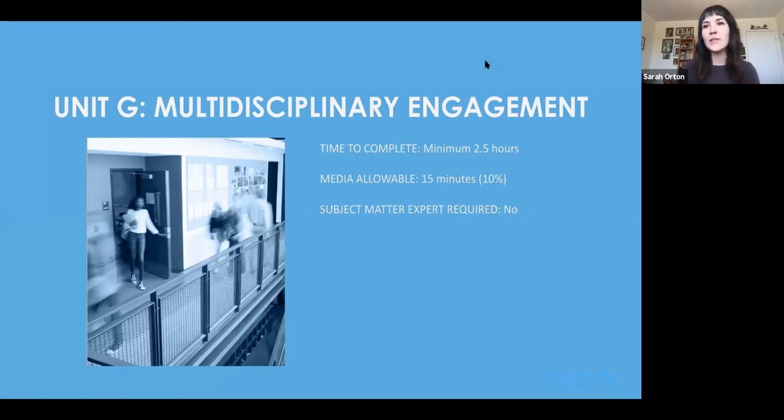This would be if you were doing that 10% evenly distributed across each unit. So again, you can mix and match and use more or less in some units, just as long as it all balances out to 10%. But we put this here just to give folks an idea of about how much media you could show if you did want to use media in this section. So that would be 15 minutes. And this unit does not require a subject matter expert.